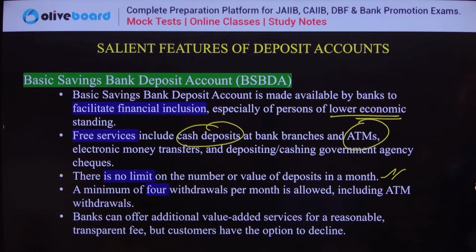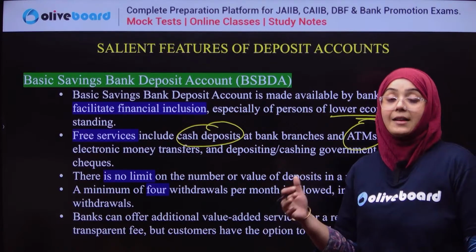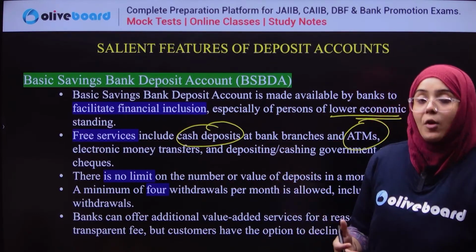A minimum of 4 withdrawals per month is allowed, including ATM withdrawals. The bank can offer additional value added services for reasonable, transparent fees, but the customer has the option to decline. So these are certain facilities offered with the basic saving bank deposit account.